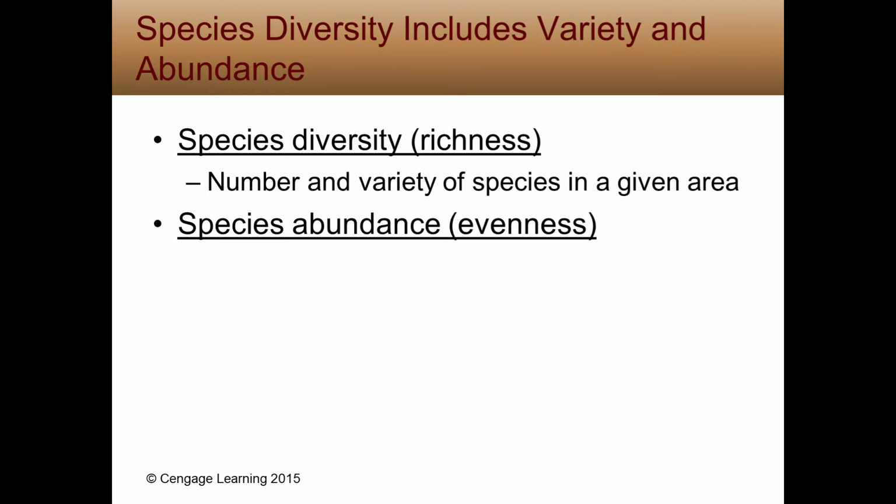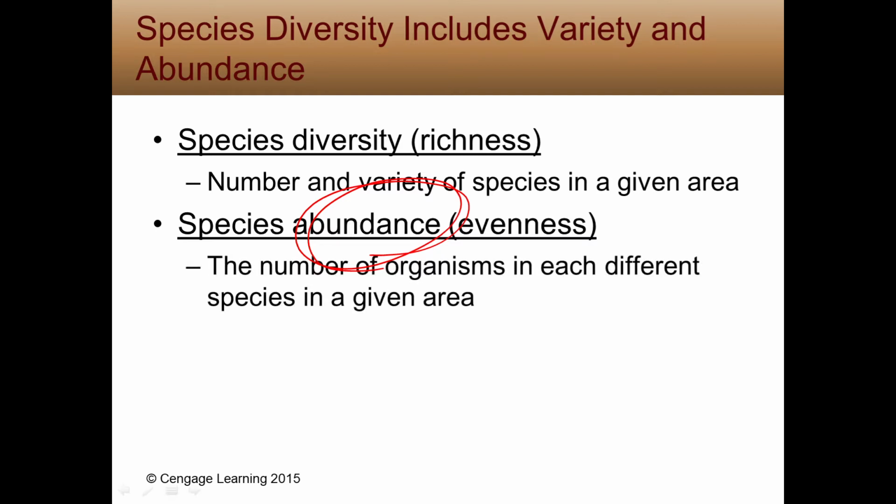I believe your packet says richness. Can you please cross out richness in number 13 and write abundance instead? Abundance then is me going out there and counting. There's 8 black spruce. There's 24 sugar maples. There's 3 white pines. So you're looking at the number of organisms in each different species in that area.